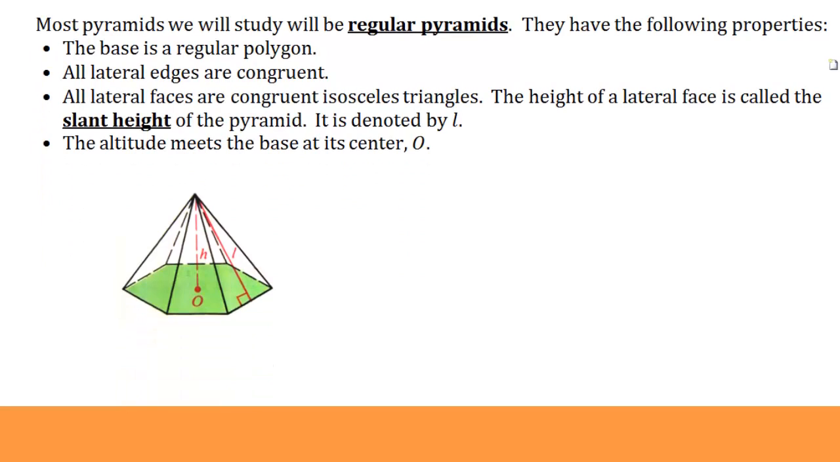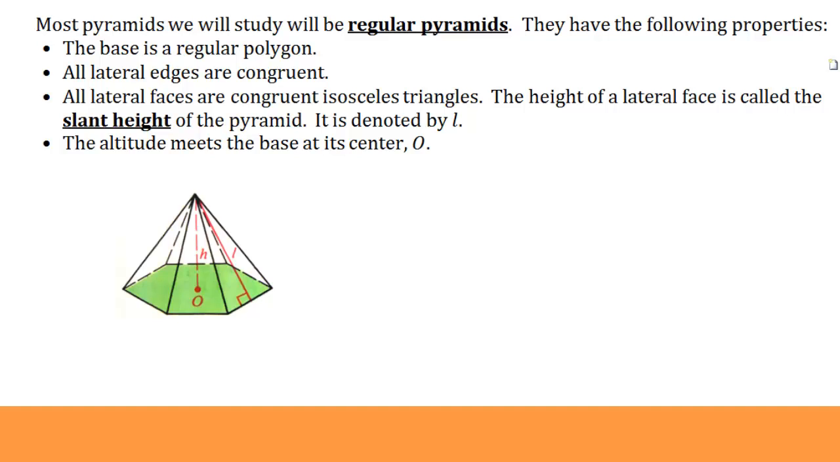Most pyramids we will study will be nice pyramids, called regular pyramids. Remember, a regular polygon is one that has equal sides and equal angles. Well, these are regular pyramids, and they have the following properties. The base is a regular polygon, equal sides, equal angles. All lateral edges are congruent. All lateral faces, those triangles, are congruent isosceles triangles.